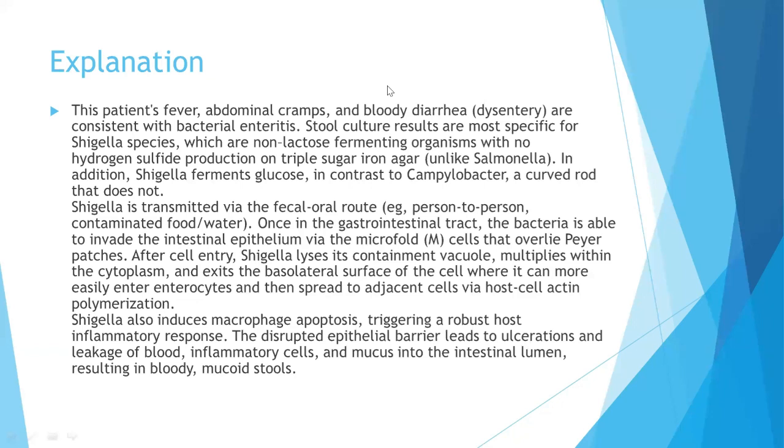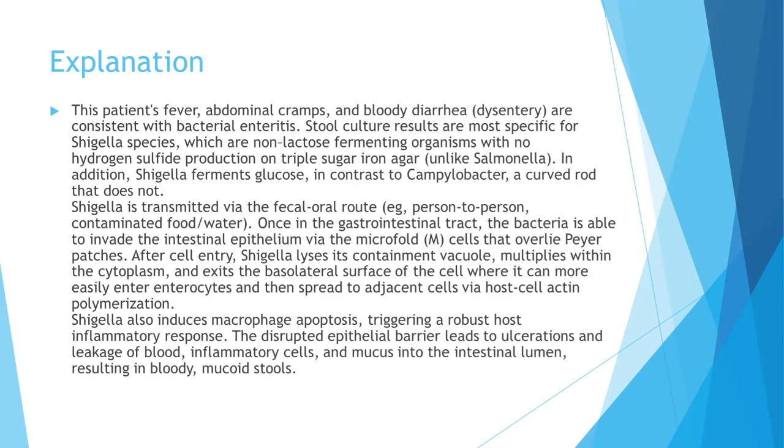In this patient, fever, abdominal cramps, and bloody diarrhea are consistent with bacterial enteritis. Stool culture results are most specific for Shigella species, which are non-lactose fermenting organisms with no hydrogen sulfide production on triple sugar iron agar. In addition, Shigella ferments glucose, in contrast to Campylobacter, which does not. Shigella is transmitted via the fecal-oral route, and once in the GIT, the bacteria is able to invade the intestinal epithelium via the microfold M cells that overlie the Peyer patches.